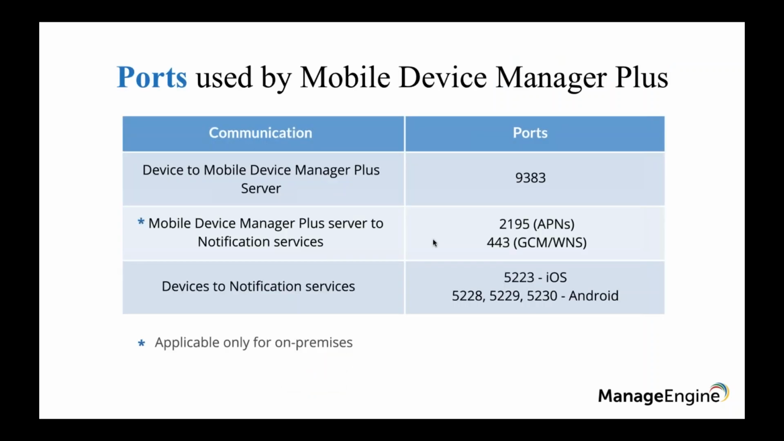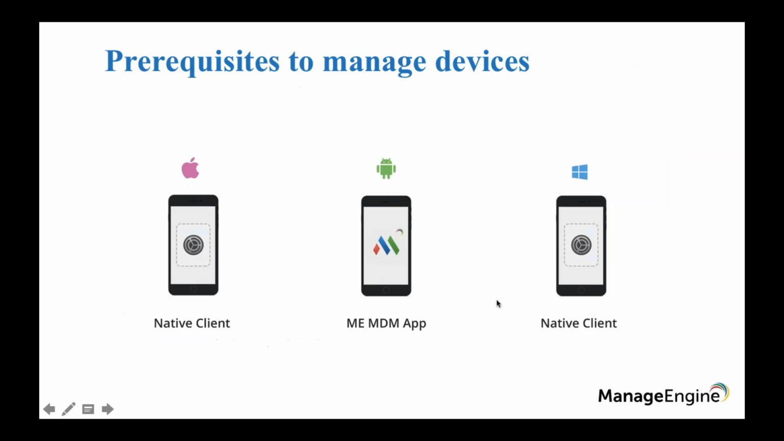For communication between the Mobile Device Manager Plus server and the devices, a few ports need to be opened. For communication between the devices and the MDM server, the inbound port 9383 should be opened. For communication between the Mobile Device Manager Plus server and the notification services, ports 2195 and 443 should be opened. Similarly, for communication between the devices and the notification services, these are the ports that need to be opened. These ports need to be opened only if the devices are present behind a firewall.